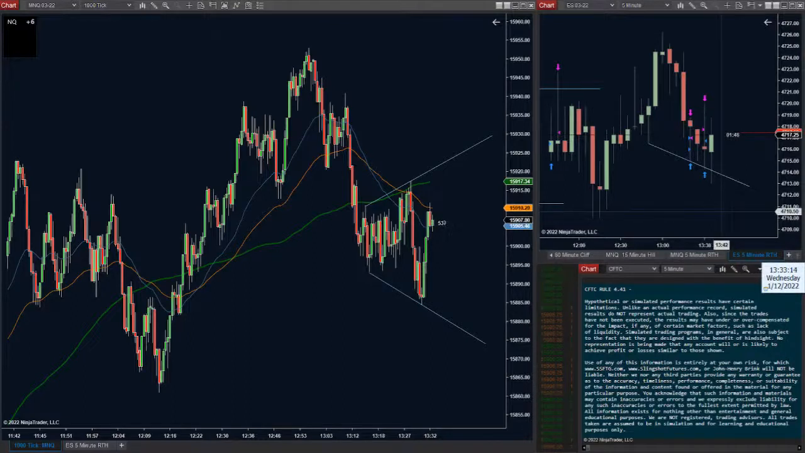Got a real big bull bounce off the lows on the S&P now. They didn't quite make it down to the 1250.